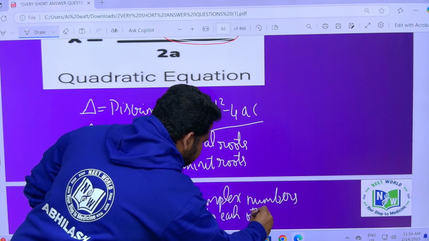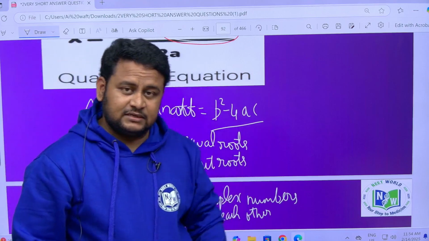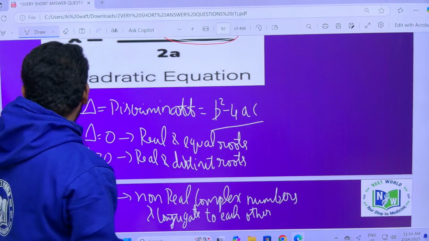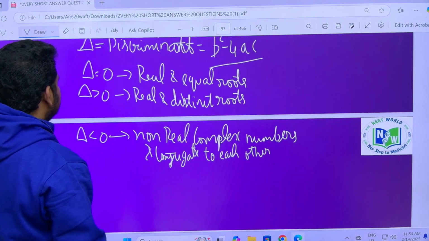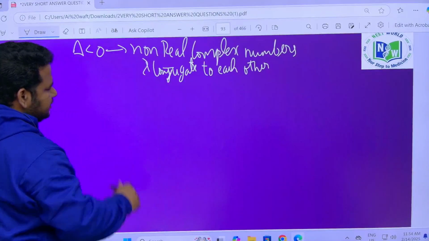Conjugate to each other means what? If one of the roots is 2 plus 3i, then another root is 2 minus 3i. That is the conjugate. Got it? This is it about when we talk about discriminant. Next, another concept you have to understand, this is about nature of discriminant.